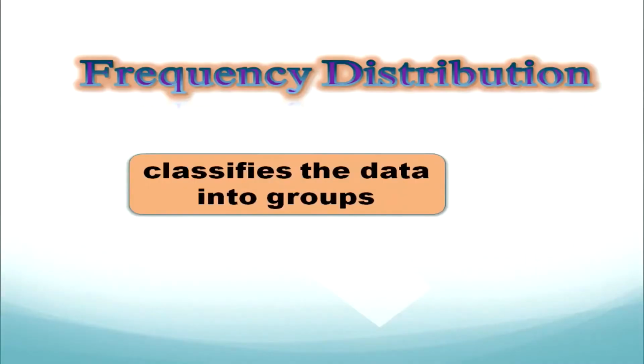In the previous chapter, we have learned about frequency arrays. We know now that in frequency arrays, the data is ungrouped data. To group the data, we need to make a frequency distribution. So, frequency distribution classifies the data into groups. Let's take an example to understand it better. Suppose your teacher wants to know how many students have got marks between 20 to 30. Definitely, in this case, we need to make a frequency distribution.